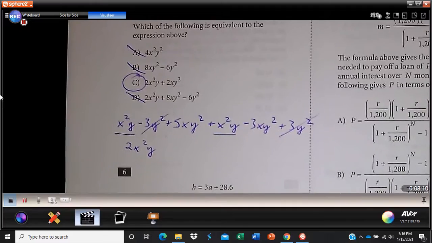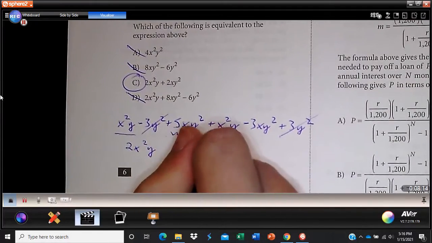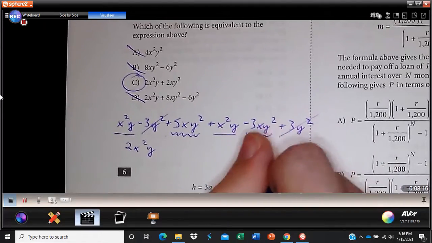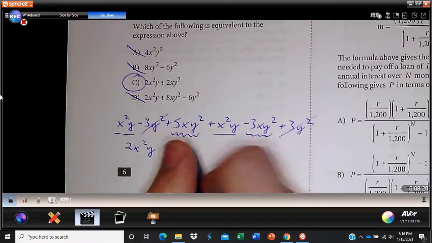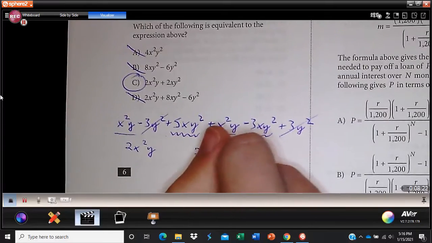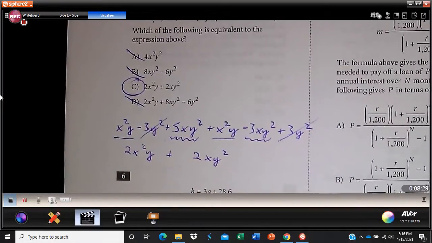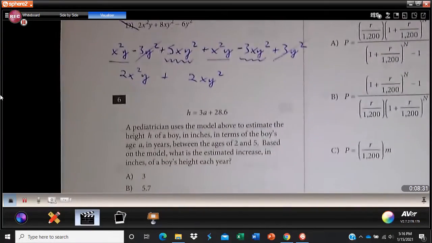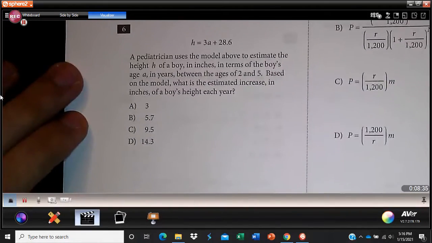But just for completion's sake, I'm going to use squiggly lines for this one. So here's the xy squares. 5 minus 3 is 2, so I'm left with 2xy squares. And that would be C. So now we've found the exact answer choice for C. And then I'm going to do one last problem in this video and then start the next one.